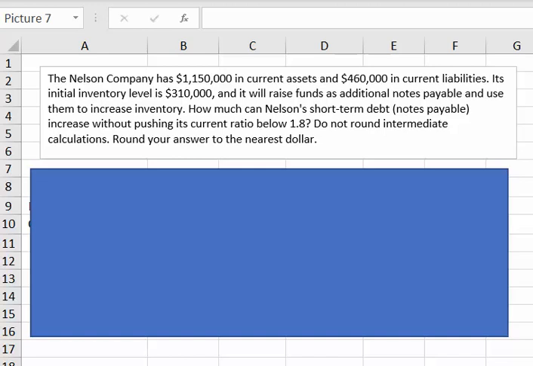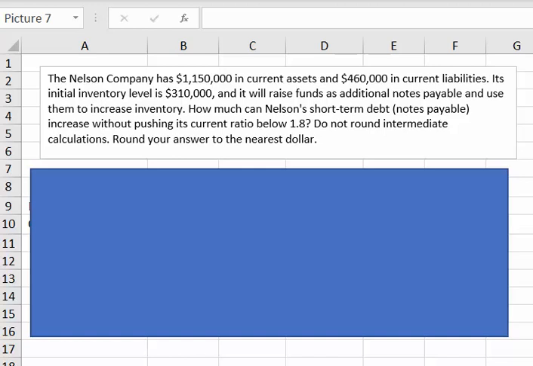It says the Nelson Company has $1,150,000 in current assets and $460,000 in current liabilities. Its initial inventory level is $310,000, and it will raise funds as additional notes payable and use them to increase inventory. And so the question asks us, how much can Nelson's short-term debt, and they're letting us know it's notes payable is what they'll use, how much can the notes payable increase without pushing its current ratio below 1.8?